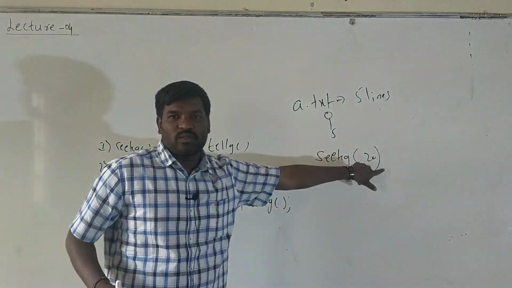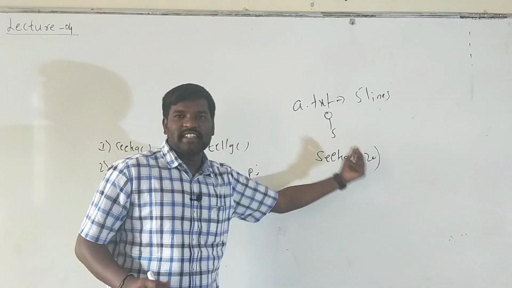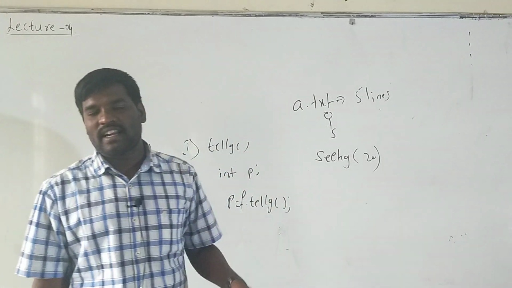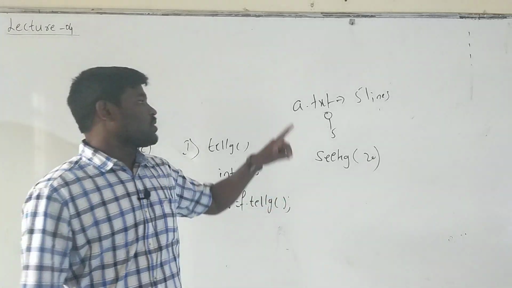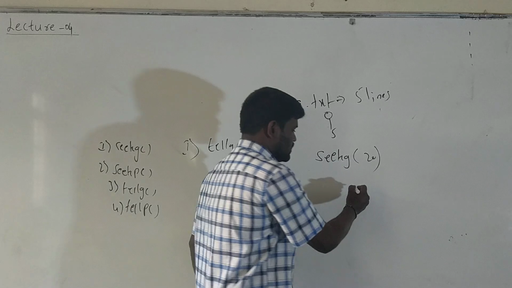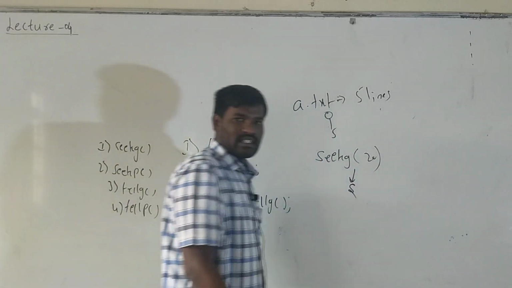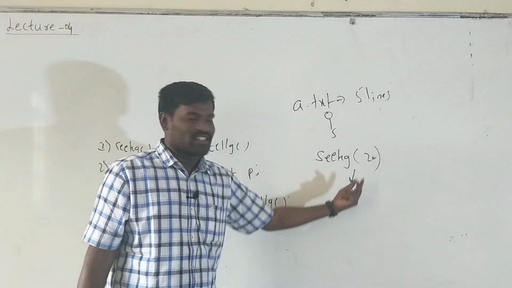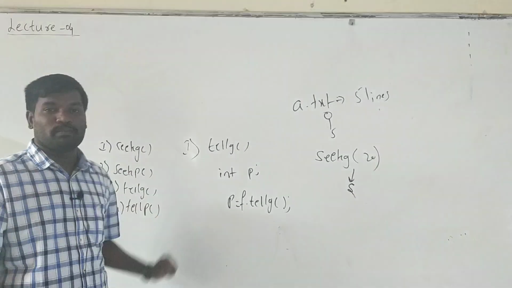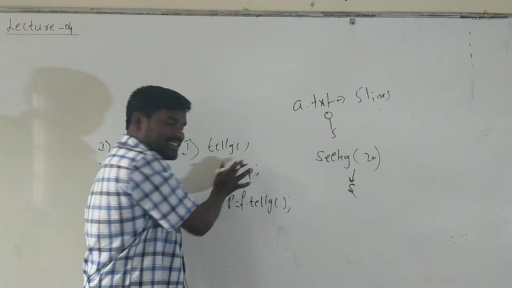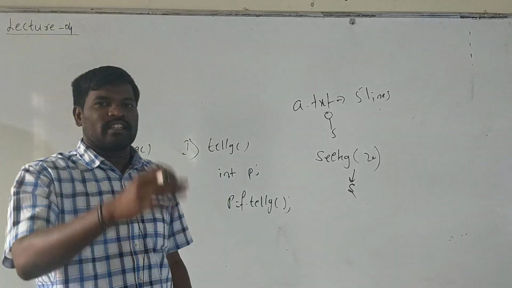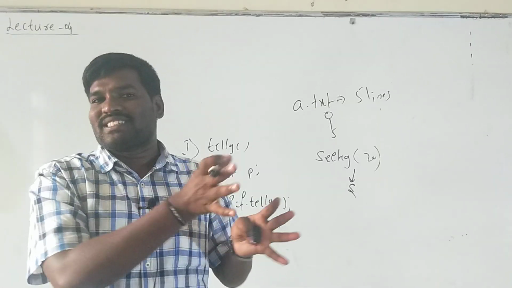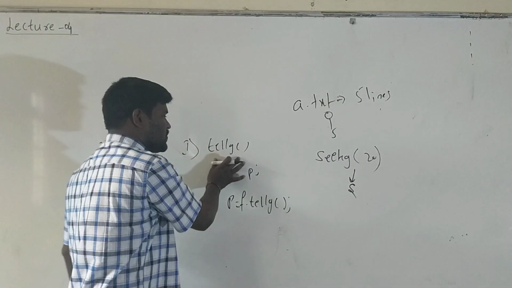Here seekg(20) means it is pointing to the 20th character. It will get the pointer and move to the 20th character from the beginning. With the help of tellg, whatever the current position is, you can get that position and it is stored in p. The difference between seekg and tellg: seekg is moving to a particular character, whereas tellg returns whatever the character position is.